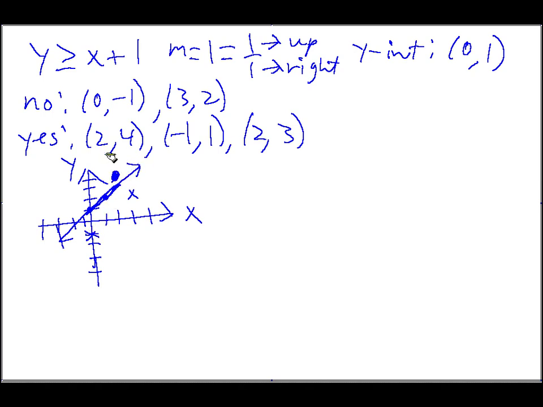Okay, so 2, 4 is above the line. It's in the yes category. It satisfies this inequality. How about negative 1, 1? So here's negative 1, 1. Well, look, it's also above the line, in the yes category. How about 2, 3? So 1, 2, 3. Well, this happens to be right on the line. So we're saying that any point that's above the line or on the line will satisfy this inequality in this case.